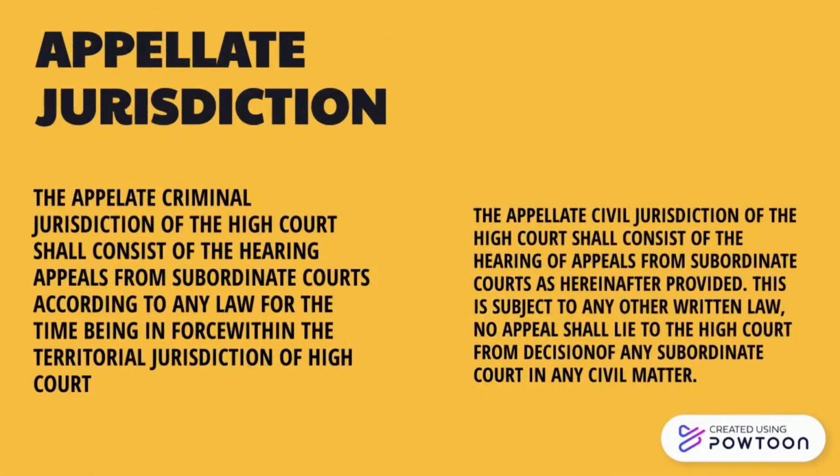The third jurisdiction is appellate jurisdiction. The appellate criminal jurisdiction of the High Court shall consist of the hearing of appeals from subordinate courts, according to any law for the time being in force within the territorial jurisdiction of High Court. The appellate civil jurisdiction of the High Court shall consist of the hearing of appeals from subordinate courts as hereinafter provided. This is subject to any other written law. No appeal shall lie to the High Court from decision of any subordinate court in any civil matters.